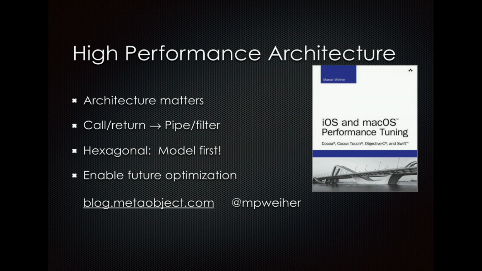Architecture matters a lot. Call-return: we're so familiar with it, we don't think about it. Think outside that box. Accumulators work really well. Pipe and filter is an amazing architectural pattern. Hexagonal architecture: think about your model first. Don't think about the technology stack first. Don't say, I'm an architect, therefore I'm going to do Core Data, and then I'm going to do this. No. Think about your model. The architecture will come. And you want to enable those future optimizations. And that's the end of my talk.